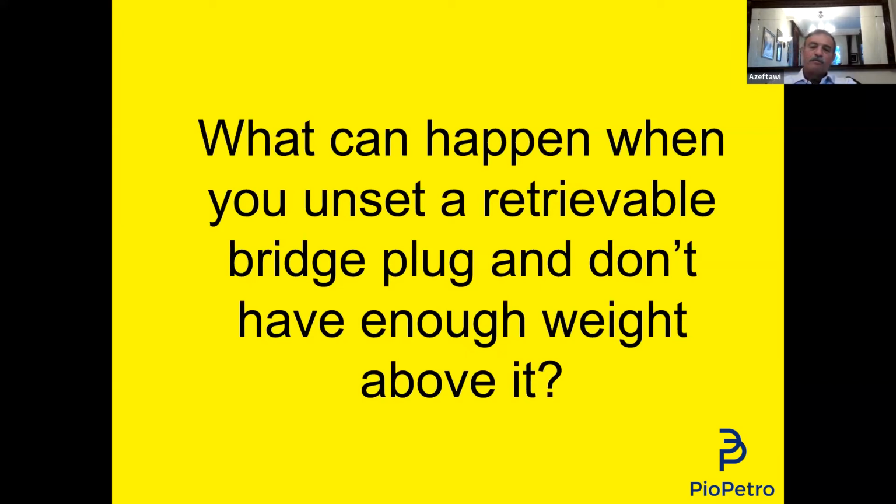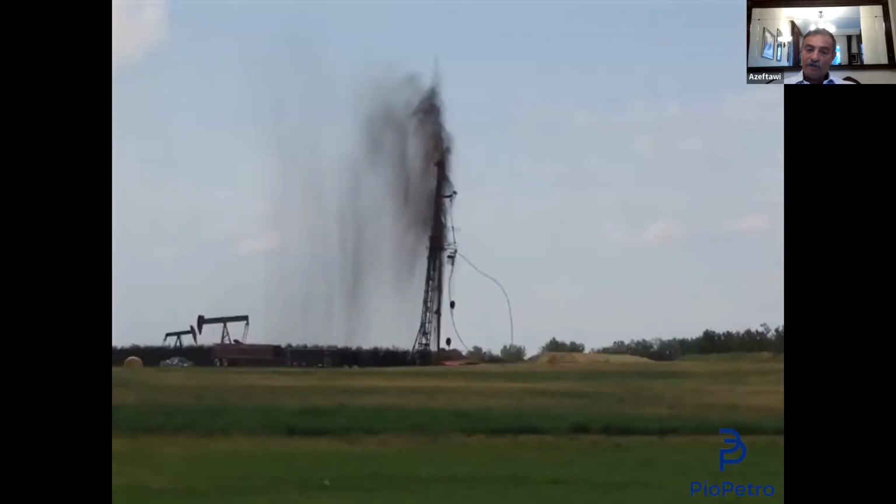We set this retrievable bridge plug, and now we do our job, we finish our job. We need to retrieve this bridge plug. Normally, you retrieve it by overpulling. My question here: what happens if you retrieve it and you don't have enough weight above it? Normally, before you retrieve it, you have to equalize the pressure, so the pressure above it will be equal to the pressure below it. If you didn't do that, you try to retrieve it while the pressure below it is greater, what will happen is this.